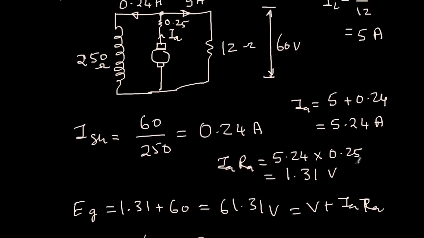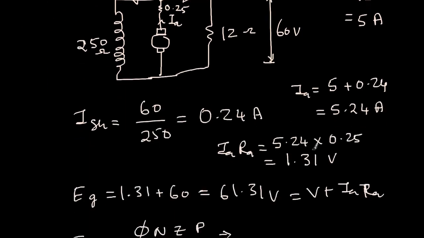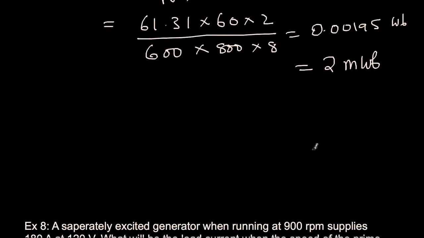So I hope you learned something from this problem. We had to find the induced EMF, the armature current, and the flux per pole. All these things we found. So that is the solution for this problem. Let's move forward and do one more question.